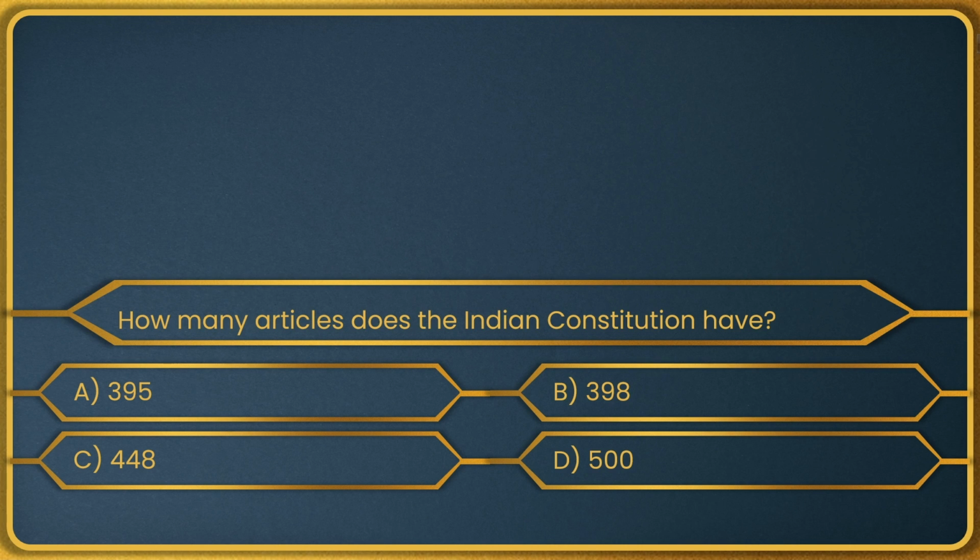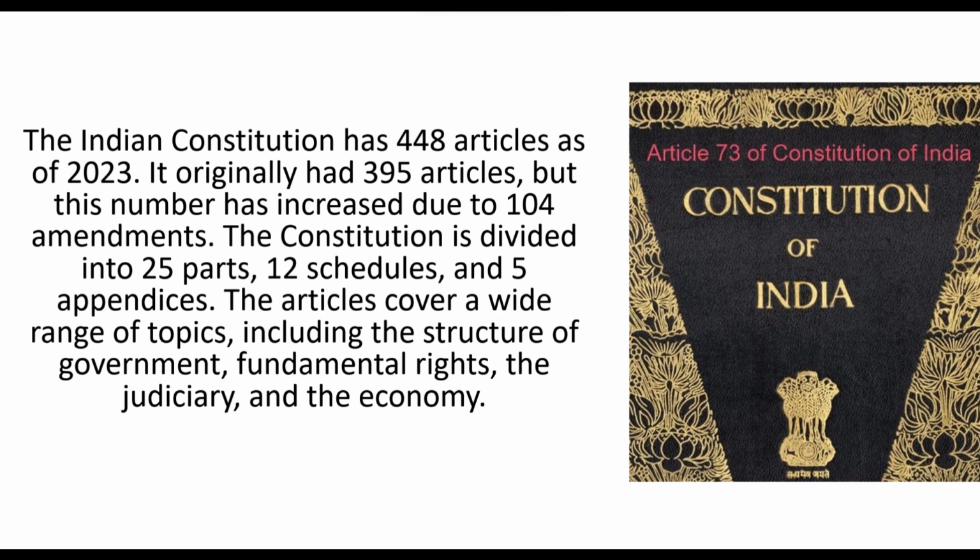Answer. Option C. 448. The Indian Constitution has 448 articles as of 2023. It originally had 395 articles, but this number has increased due to 104 amendments. The Constitution is divided into 25 parts, 12 schedules, and 5 appendices. The articles cover a wide range of topics, including the structure of government, fundamental rights, the judiciary, and the economy.